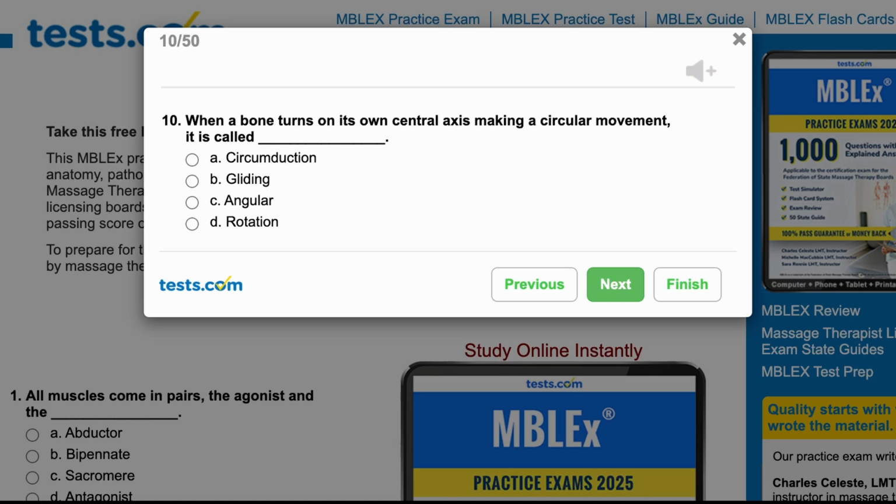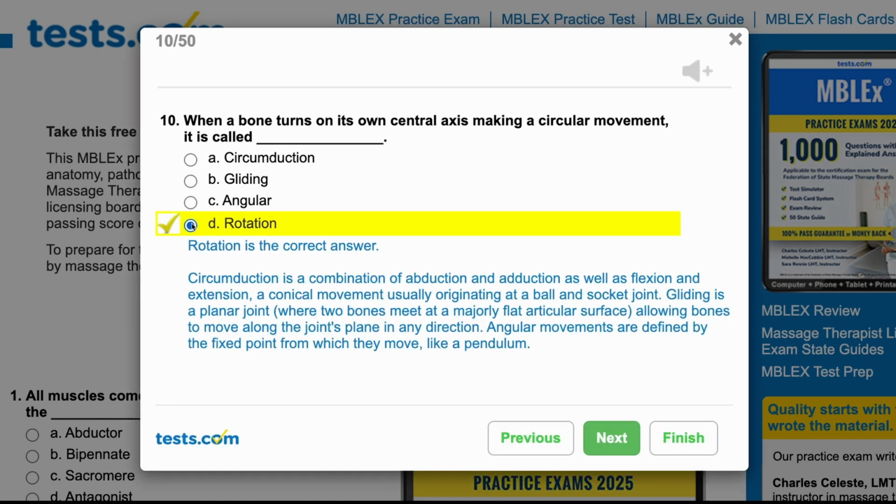Question number 10. When a bone turns on its own central axis, making a circular movement, it is called A. Circumduction. B. Gliding. C. Angular. Or D. Rotation. D. Rotation is the correct answer.